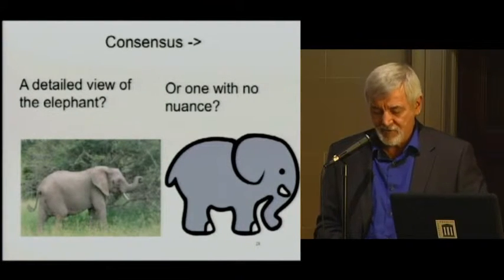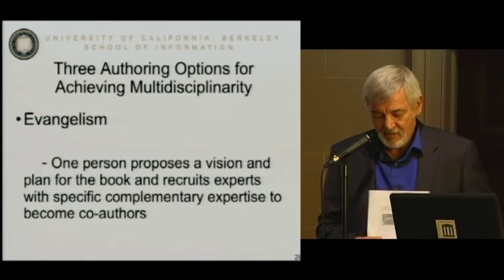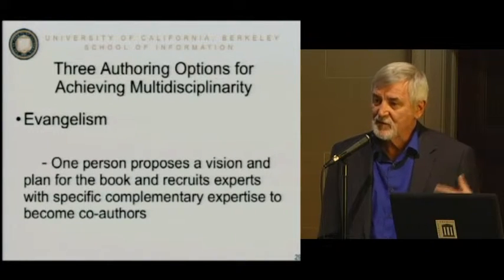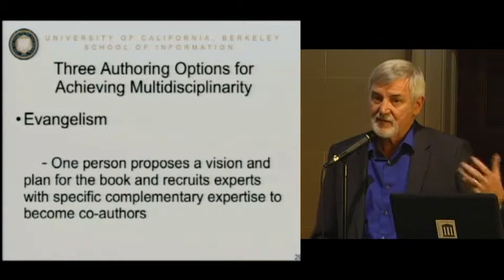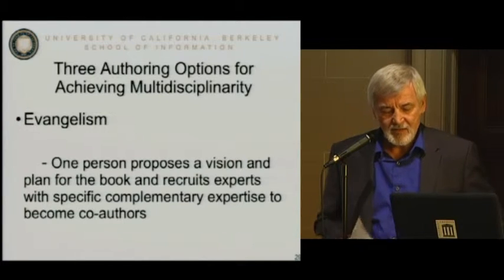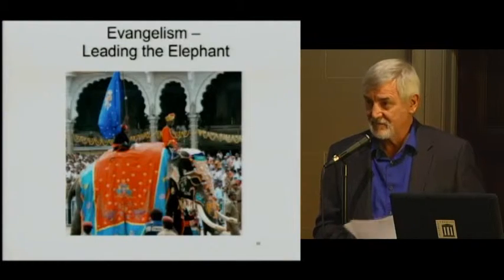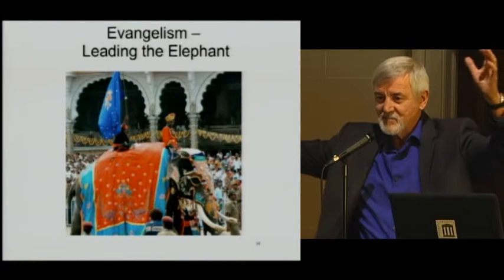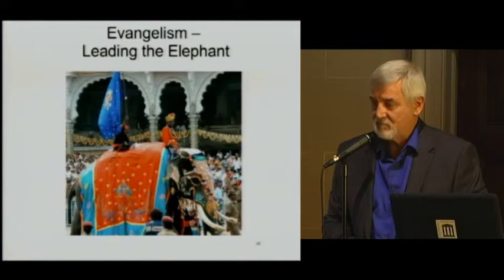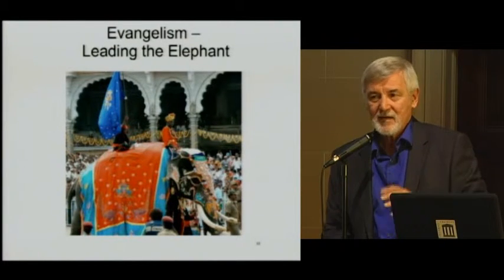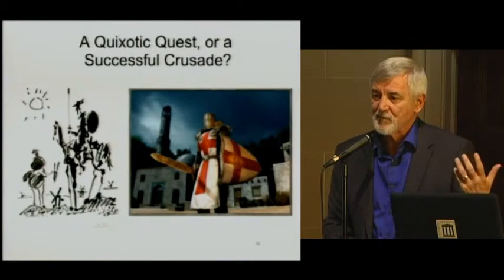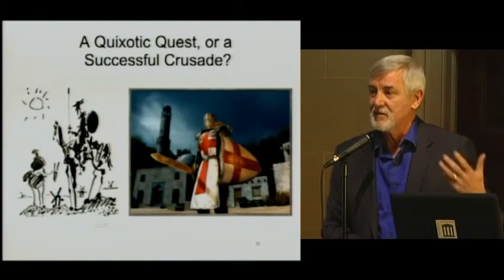So I propose the third model, which I call the evangelism model, which says that one person with a big idea proposes the vision for this new book and then recruits experts to help flesh out the disciplinary corners and become co-authors in that way. So my vision of the elephant looks more like this, where there's some wise man on the elephant leading in a particular direction. If you're successful, you end up with a really nice crusade that you all get behind. If you're not, you end up with a quixotic crusade. But if you're lucky, you build this multidisciplinary book where people are behind the same vision because they're following this leader who has this vision.